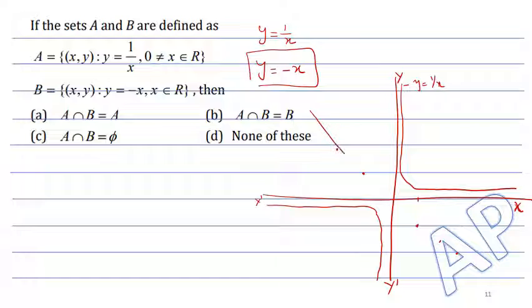This is a line passing through the origin. So clearly these graphs will not meet. That is, they don't intersect. So if they don't intersect anywhere, what does it mean? A intersection B is an empty set. So this is the easiest way to find the answer for this question. A intersection B is empty as the graphs are not meeting at any point.